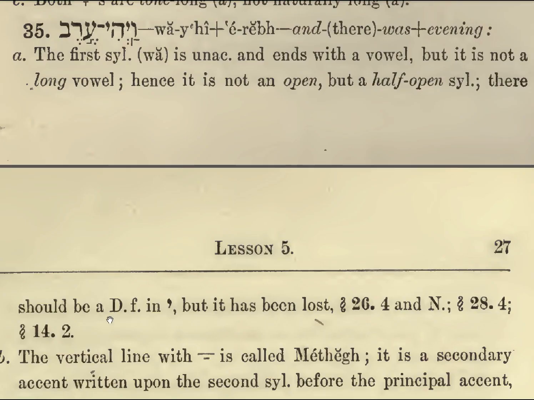Strictly speaking, there should be a dagesh forte in this yud, but there isn't. It's been lost. So it should be vay yehi, but that slipped away, and it became vayehi ngereb. But this remains a short vowel, because once upon a time this would have been doubled, but it no longer is.